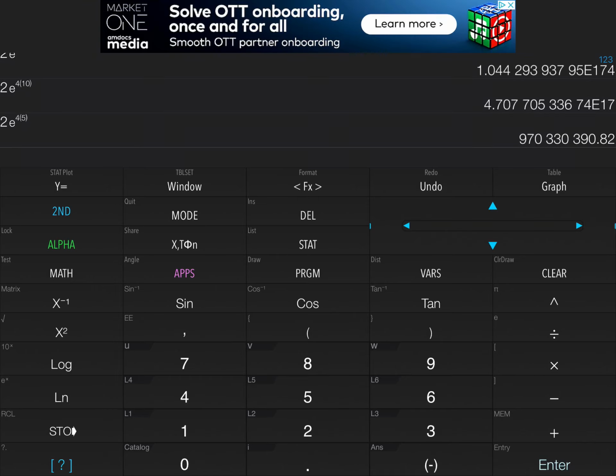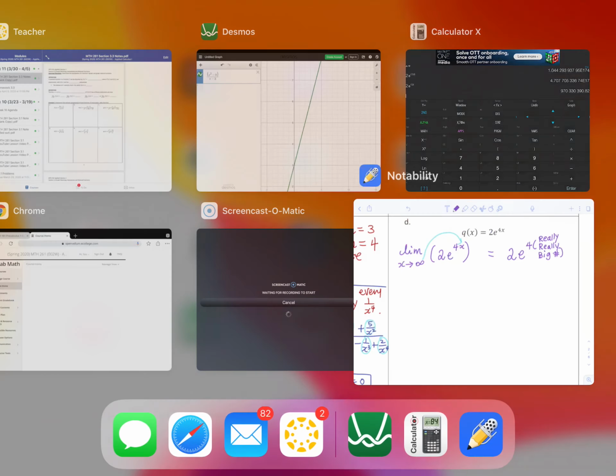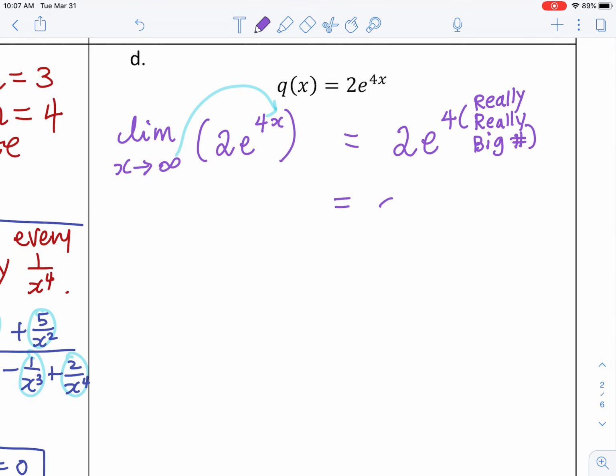4 times, maybe just 5. Will that be enough? Let's see. If x is only 5, this number is like 970,330,000. So I think you've seen enough that if this is true, then what's the limit? It's just going to go up to positive infinity.